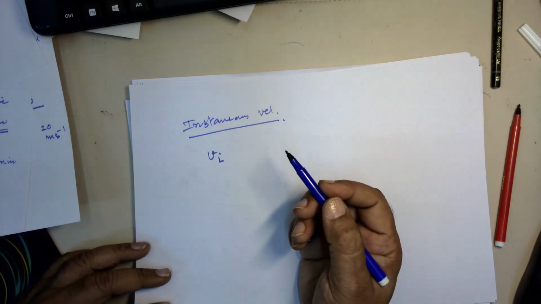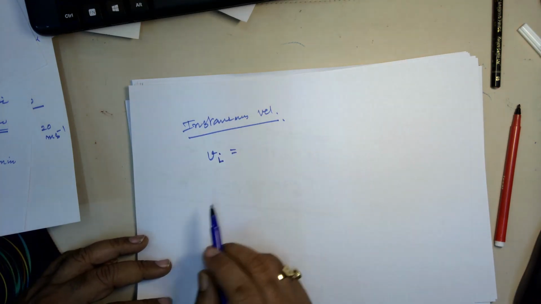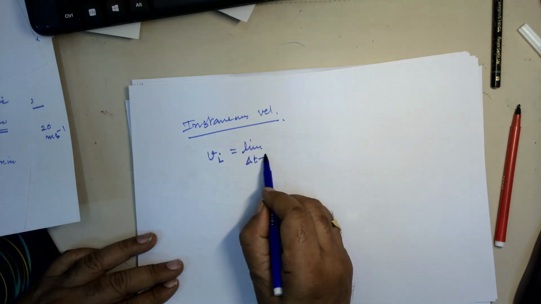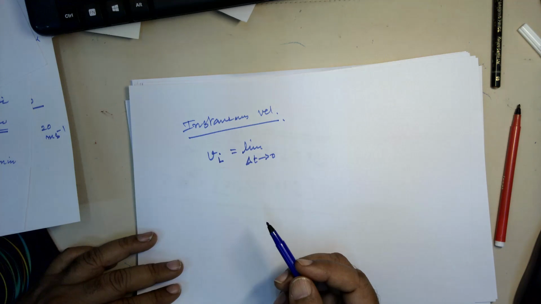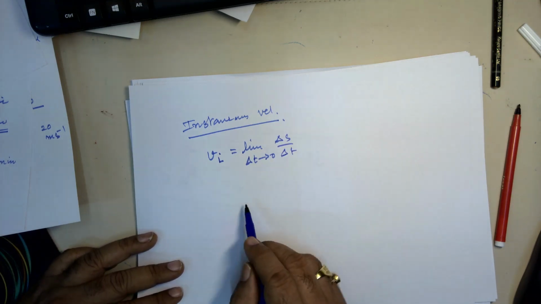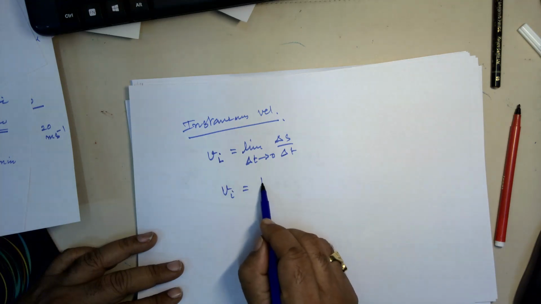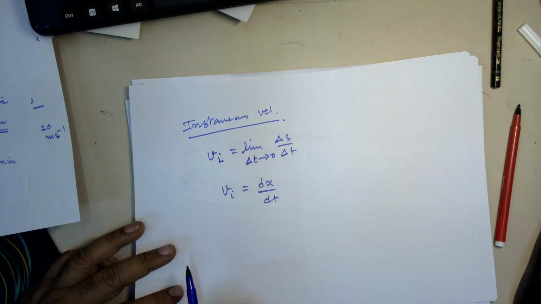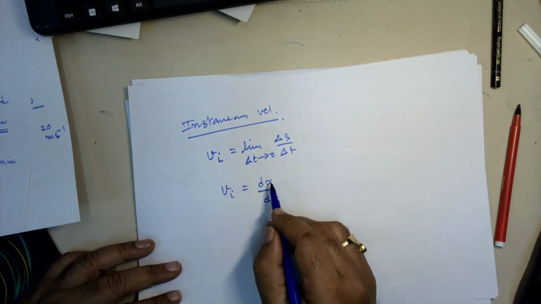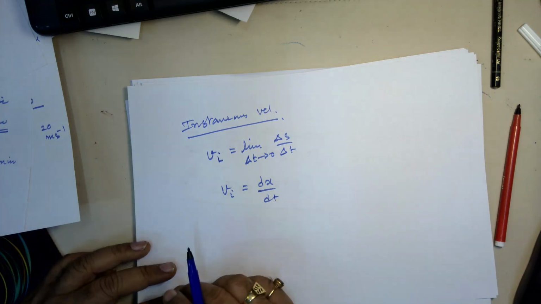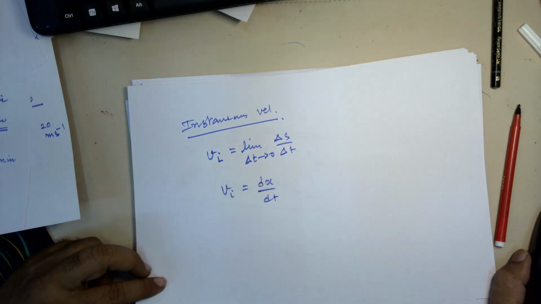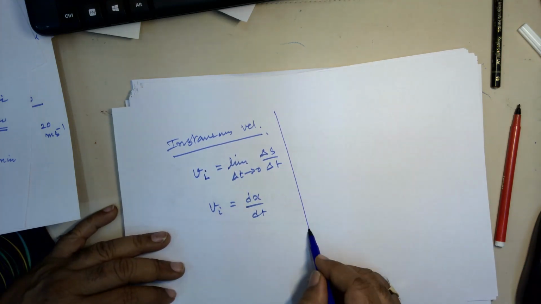Take down Vi, that is equal to limit delta t tends to 0, the shortest interval, of delta x divided by delta t. It is also given as Vi is equal to dx divided by dt. And this dx by dt is called the differential coefficient of x with respect to t. So I'll try to explain this with another example.